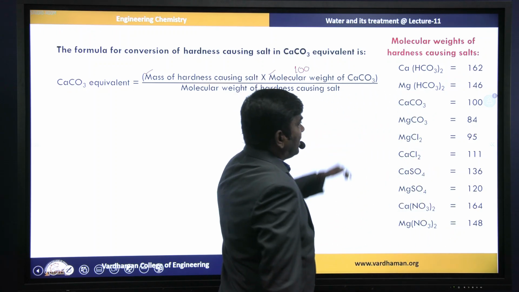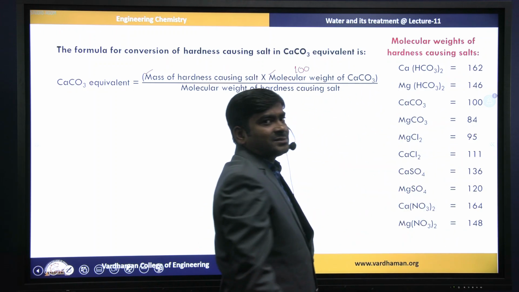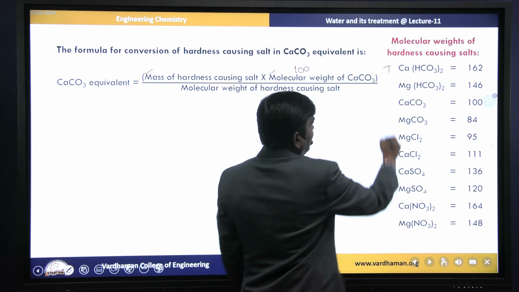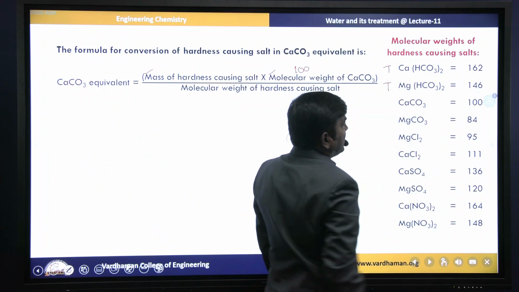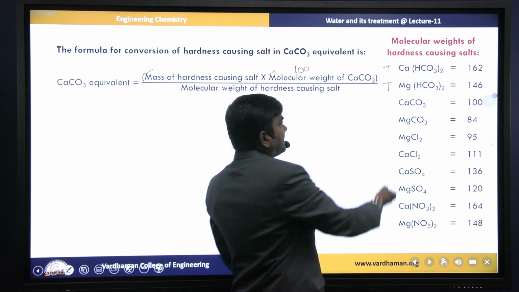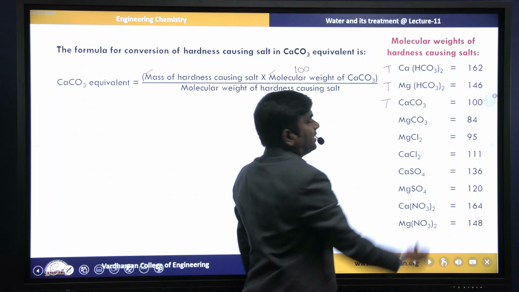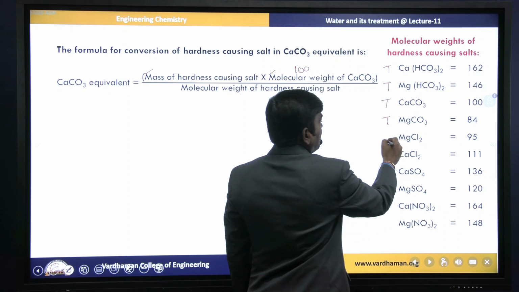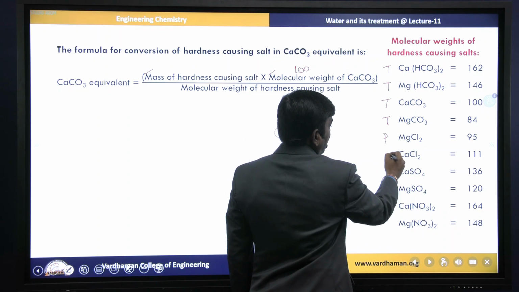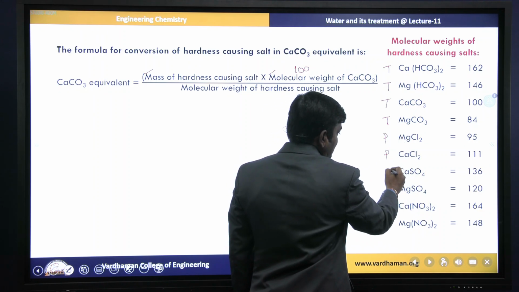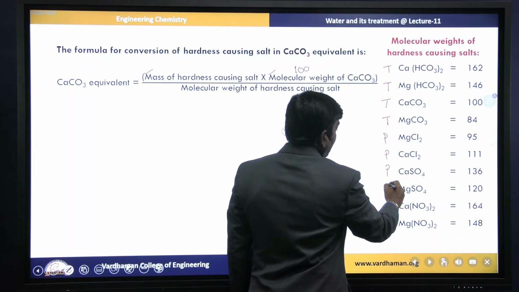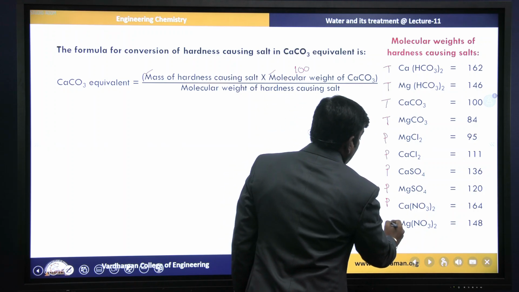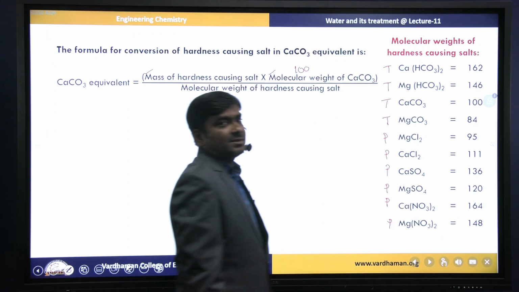So here, calcium bicarbonate, temporary hardness causing salts I am abbreviating with T, right? Calcium bicarbonate, temporary hardness causing salt; magnesium bicarbonate, temporary hardness causing salt; calcium carbonate, as we discussed just now, we should consider this as a temporary hardness causing salt. Magnesium carbonate, again temporary. Magnesium chloride, permanent; calcium chloride, permanent; calcium sulfate, permanent; magnesium sulfate, permanent; calcium nitrate, permanent; magnesium nitrate, also permanent hardness causing salt, right?